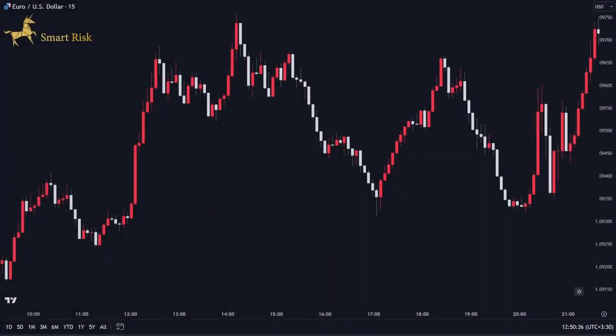So here we have Euro-Dollar 15-minute time frame chart on the screen. As you can see, the market's overall direction is in an uptrend. Upon analyzing the chart, we notice that the price has established a bullish break of structure by breaking and closing above this major high. With the emergence of the break of structure, our focus should now shift to identifying order blocks associated with the BOS.